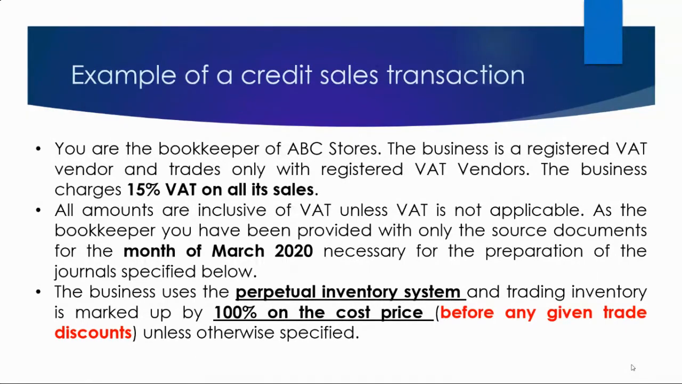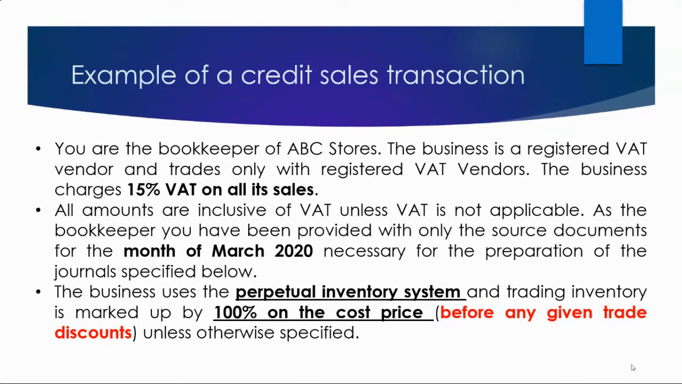And we charge 15% VAT on all its sales. Because we're busy with the journal and accounting journal, we know we are charging 15% on all our sales. All the amounts are inclusive of VAT unless VAT is not applicable. And as the bookkeeper, you have been provided with the source documents for the month of March 2020, necessary for the preparation of the journal specified below.